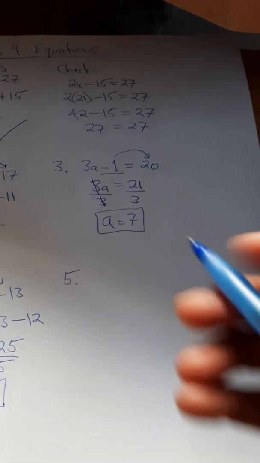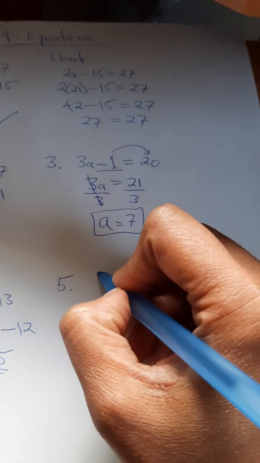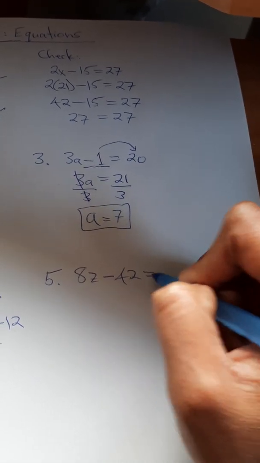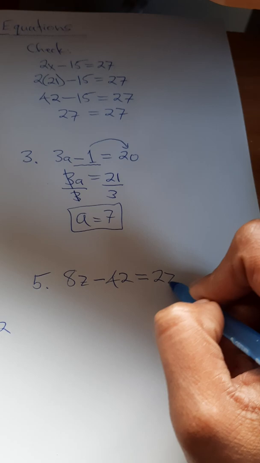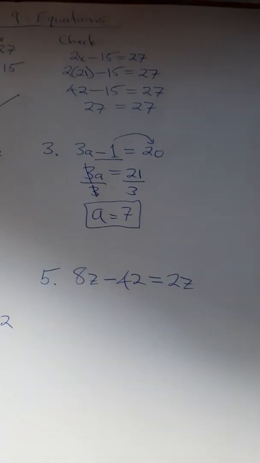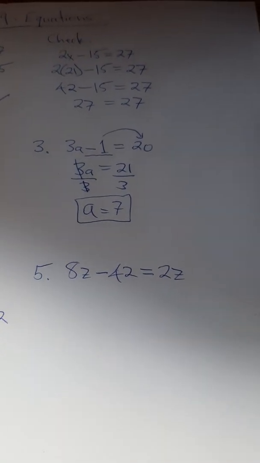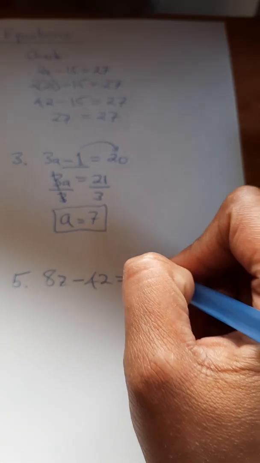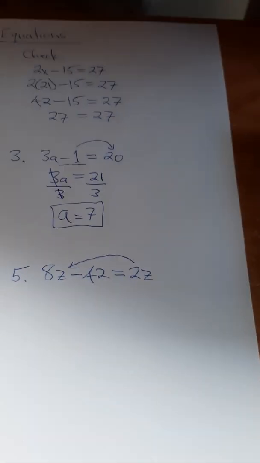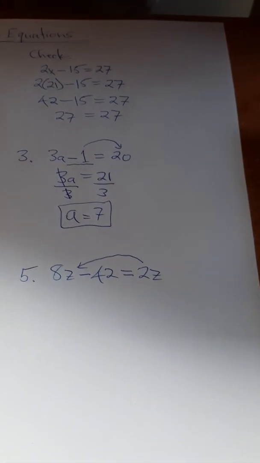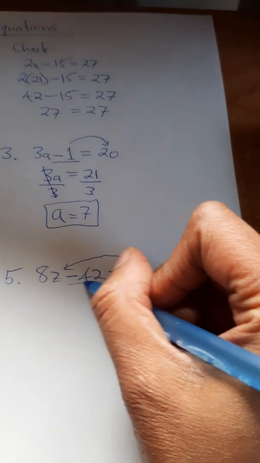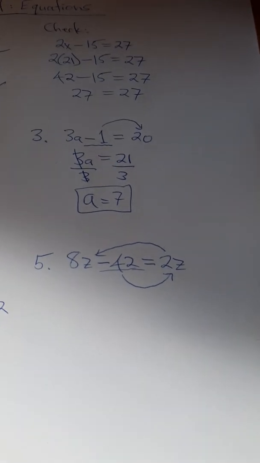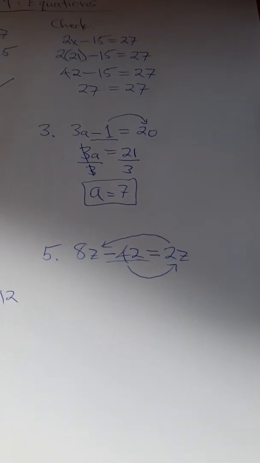Okay, and notice each of these questions has a different variable. So don't get thrown off by that. This is 8z minus 42 equals 2z. Okay, so this one looks slightly different. I noticed that I have 2 z's in this equation. So what I want to do is put the like terms together. So we're going to take the 2z to the left side, and I want to take this negative 42 to the right side. Does everyone see that? I'm basically just drawing 2 arrows here.